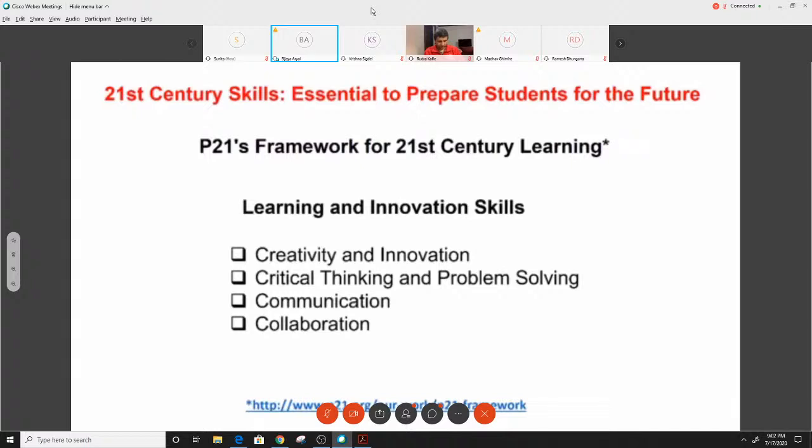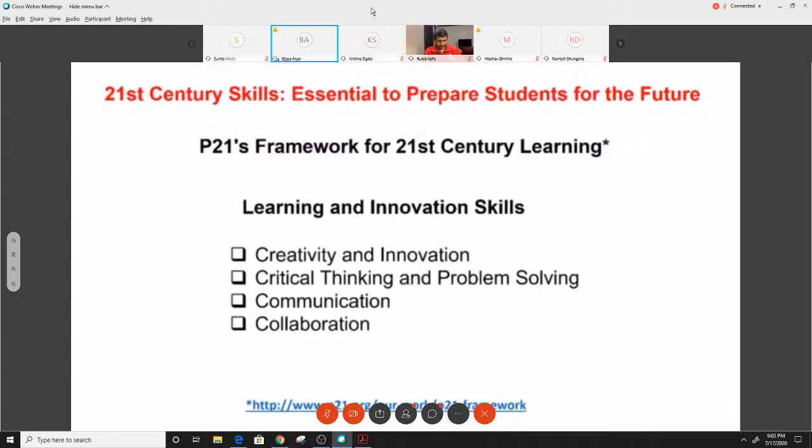But here I'm listing some of the areas they have highlighted a lot, that is learning and innovation skills. In this area, we have creativity and innovation, critical thinking and problem solving, communication, and collaboration. There are other things also listed, but many employers and many educators actually value those skills a lot. That is why I'm highlighting them here.